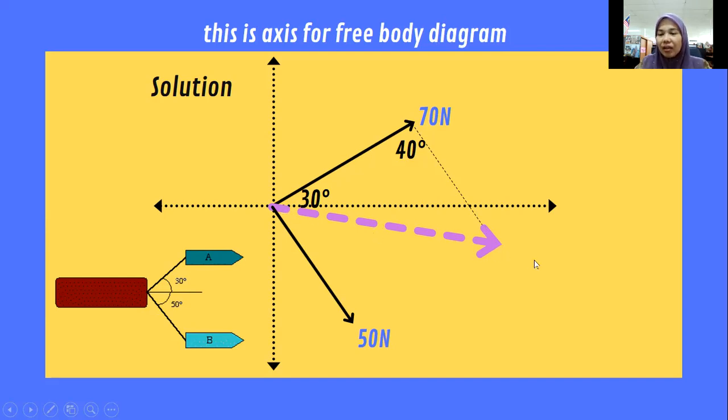You have to draw it. Maybe we need graph paper to make sure you get the accurate resultant force. So just draw, and after you finish drawing the forces, you will get the correct resultant force.